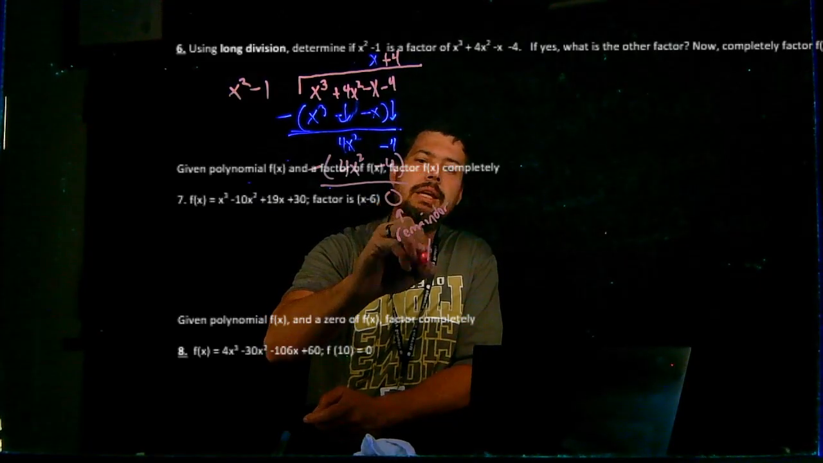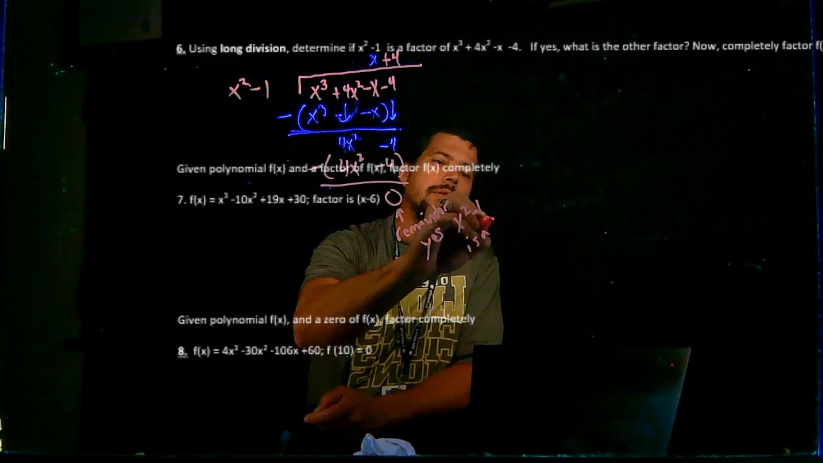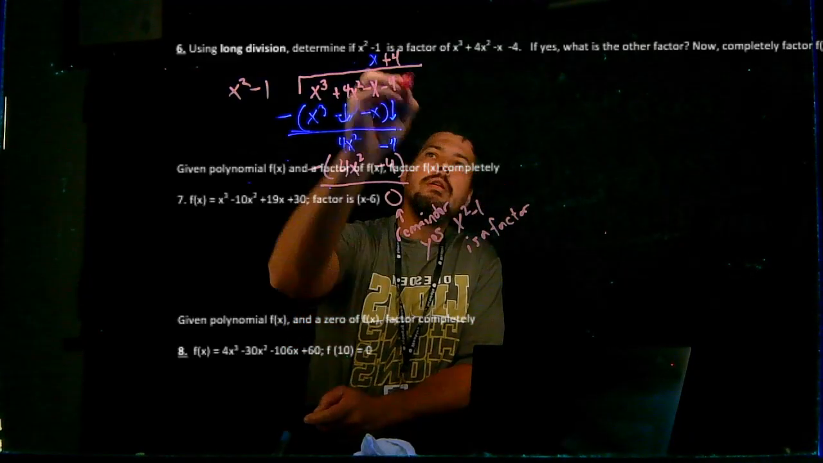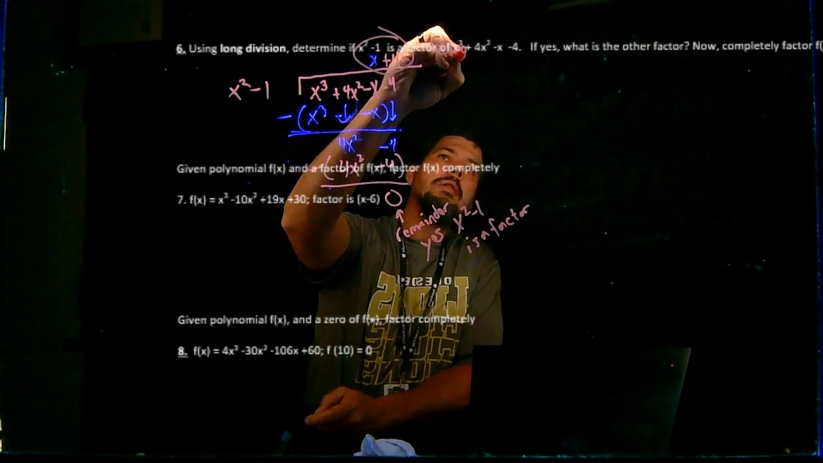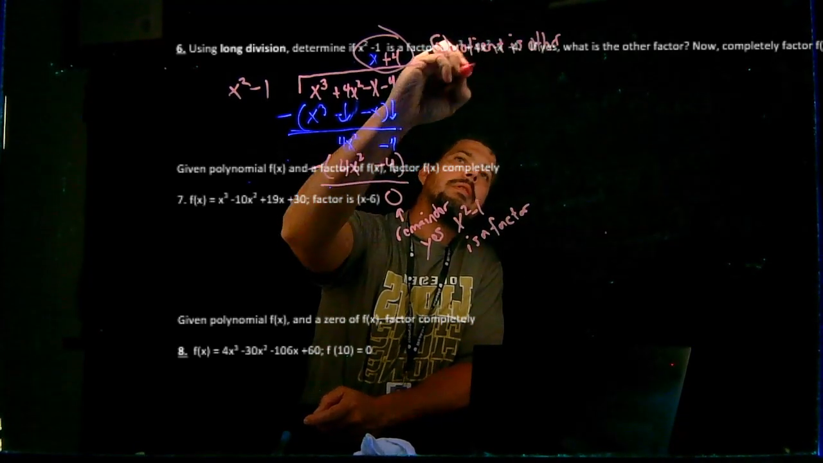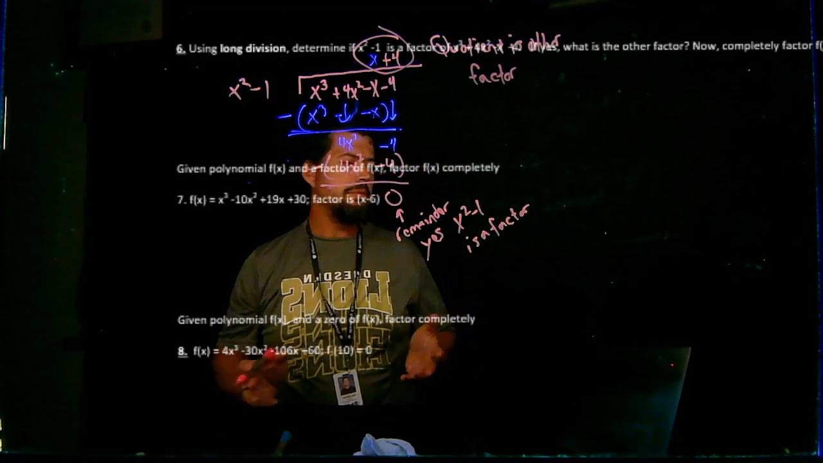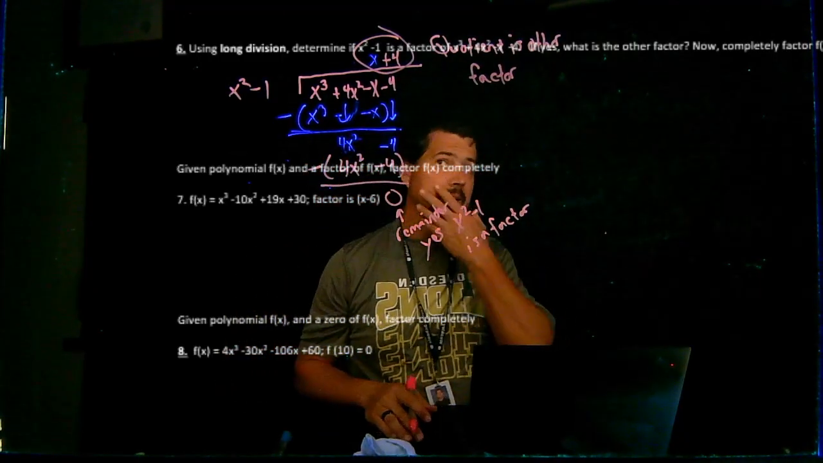So the answer is yes, x squared minus 1 is a factor. Your quotient is the other factor. Now, what's it say to do? It says if yes, what is the other factor? So got it. Now completely factor it.